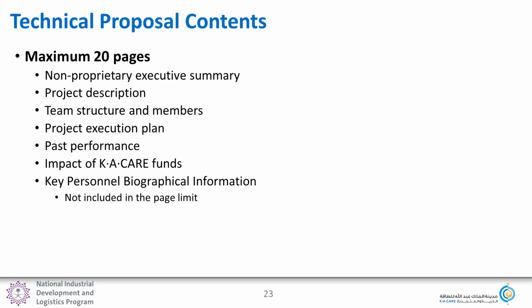The technical proposal is a 20-page proposal maximum. We want to have a non-proprietary executive summary. You can have all the proprietary information you want in the proposal, but we would like the executive summary to be non-proprietary.